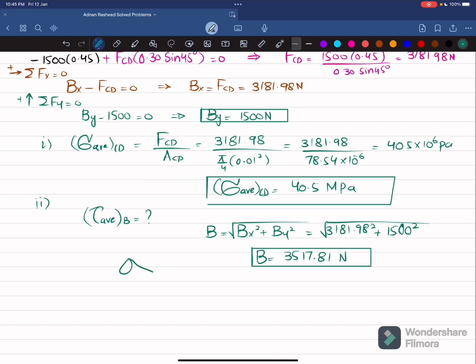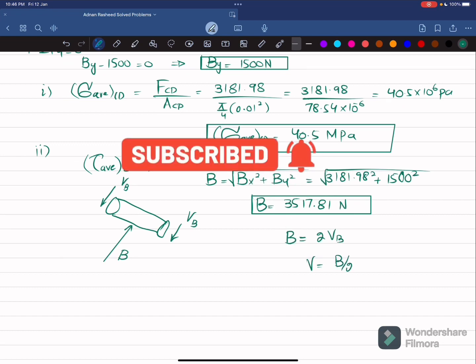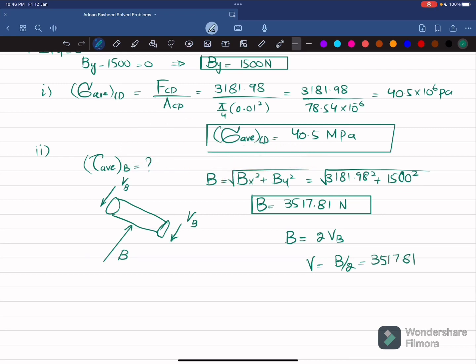Now you have this B. If I draw the pin like this at B, this B is acting over here. And it is given that it is double shear because there are two supports, so VB and VB. So B will be equal to 2V, double shear. So shear force will be equal to B by 2. And 3517.81 divided by 2 will give you the shear force VB on the pin, which comes out to be 1758.91 Newton.